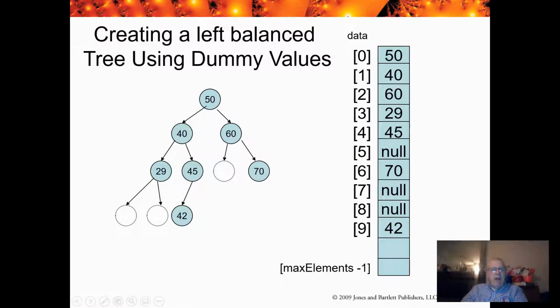Sometimes you may have a tree that is not left balanced, and in that case you should put in null values to make it left balanced. For example, for 60, 2 times 2 is 4, plus 1 is 5. That's the left node of 60, and we put the value null in there. For 29, both of the children are null. But in order to make it left balanced, we say both of them, index 7 and index 8, are null.